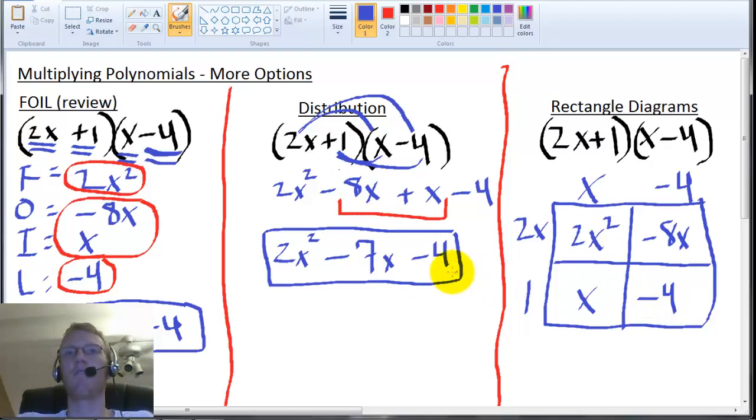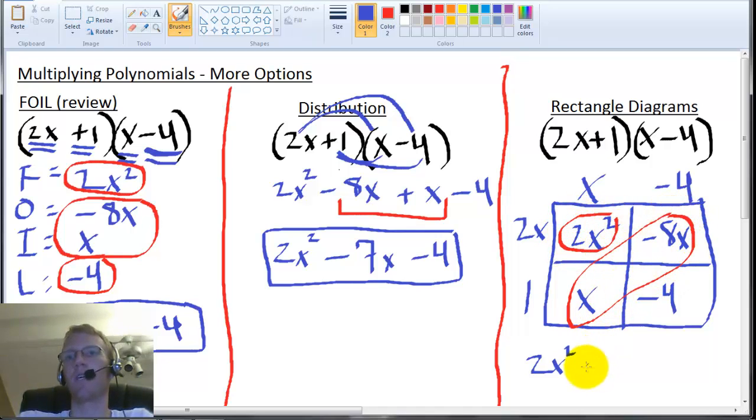And then just like in the previous example, I had 4 pieces here that were all the same as these 4 pieces here, which is the same as these 4 pieces here. I need to add these pieces together, and I get 2x squared. These two can combine with each other, so I use that guy by himself. These two combine together to give me my negative 7x, and this guy is by himself.